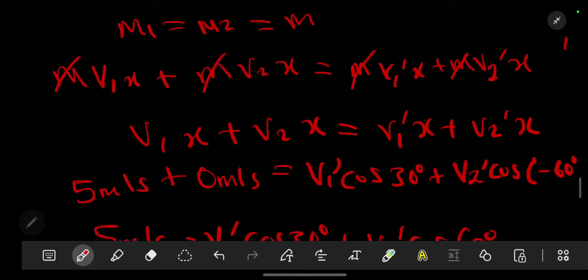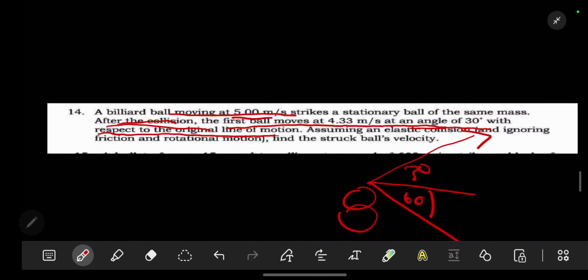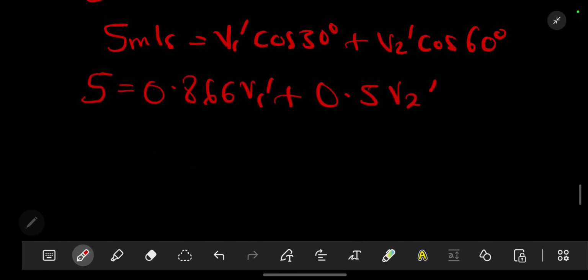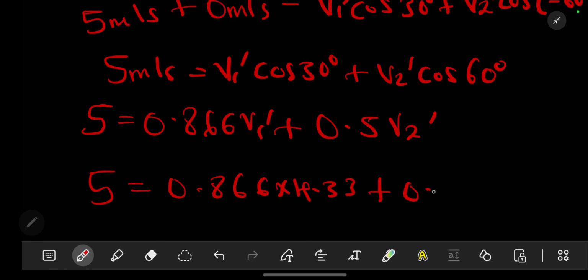Now let's analyze the question. What have we been told? They have told us that after the collision, the first ball moves at 4.33 meters per second at an angle of 30. They have given us everything. All they want is to find the struck ball's velocity. So we are going to replace: 5 should be equal to 0.866 times the one that was moving, which moves at 4.33, plus 0.5 v2, which we don't know.